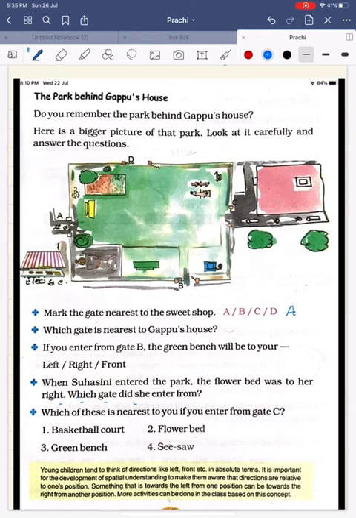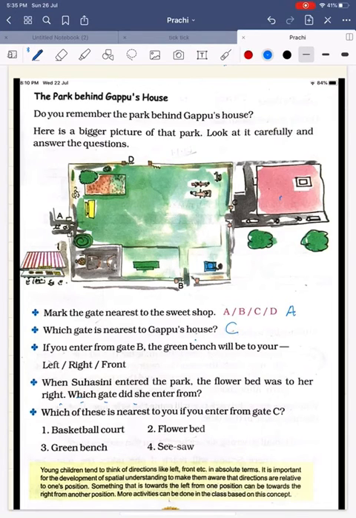Next question, which gate is nearest to Gappu's house? This is Gappu's house. So which gate is nearest to Gappu's house? Is it C, B, A or D? You can easily identify. The gate number C is nearest to Gappu's house.